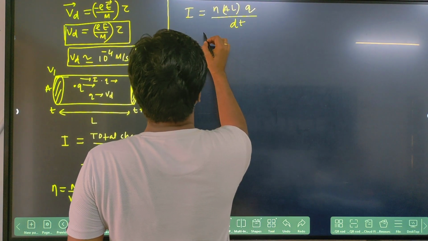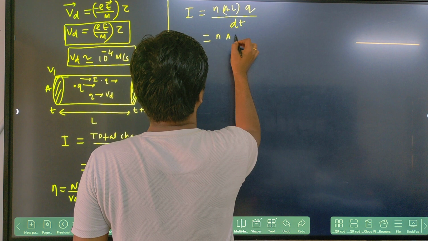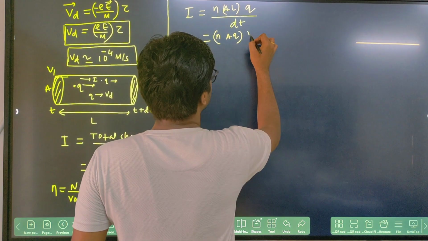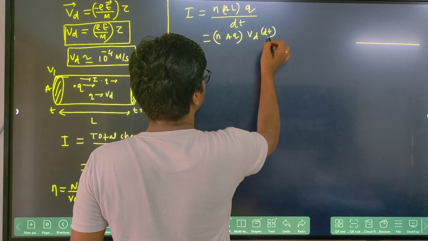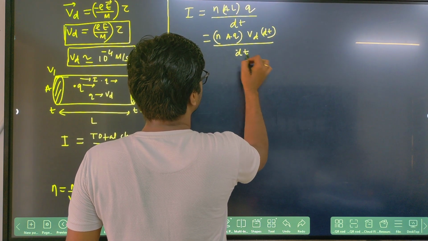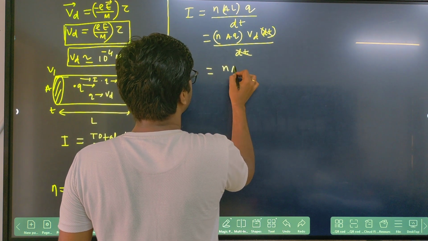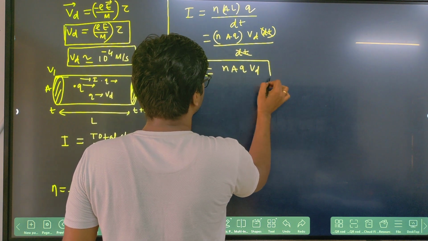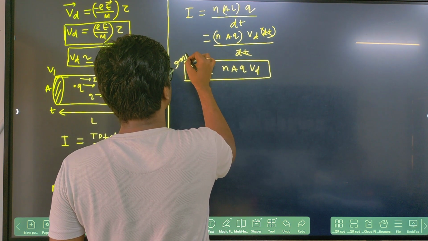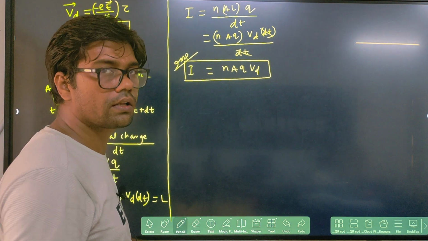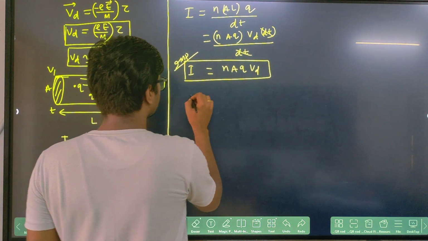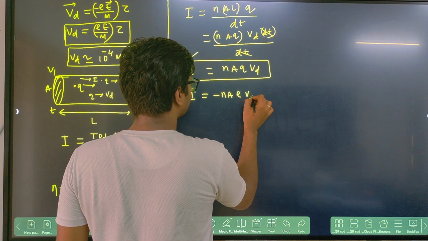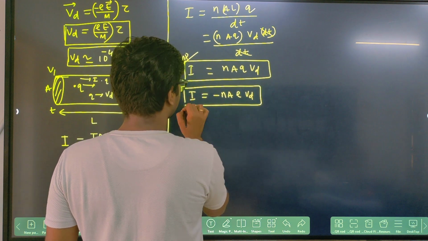So this can be written as nAq. In place of length I can write Vd into dt, divided by dt. So dt gets cancelled out, and we get nAqVd. This is your current. This is a very important relation you have to remember. If you put an electron, I will be equal to minus nAeVd, because the charge is now negative.